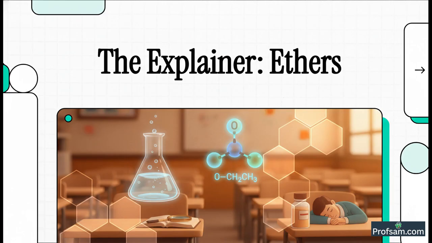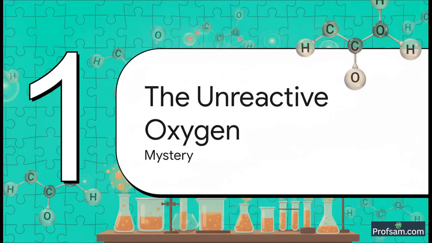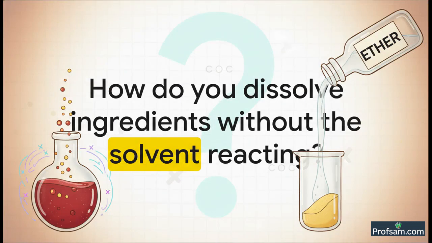So, let's begin. Okay, so let's start with the central mystery here. It's a puzzle that every single organic chemistry student will face in the lab. Just think about it. You are in the lab trying to prepare a very sensitive, very reactive chemical. Now, you need a liquid, a solvent, to dissolve everything, right? But the problem is, most common solvents, like water or even alcohol, are themselves reactive. They will just jump into your reaction and spoil the entire experiment.